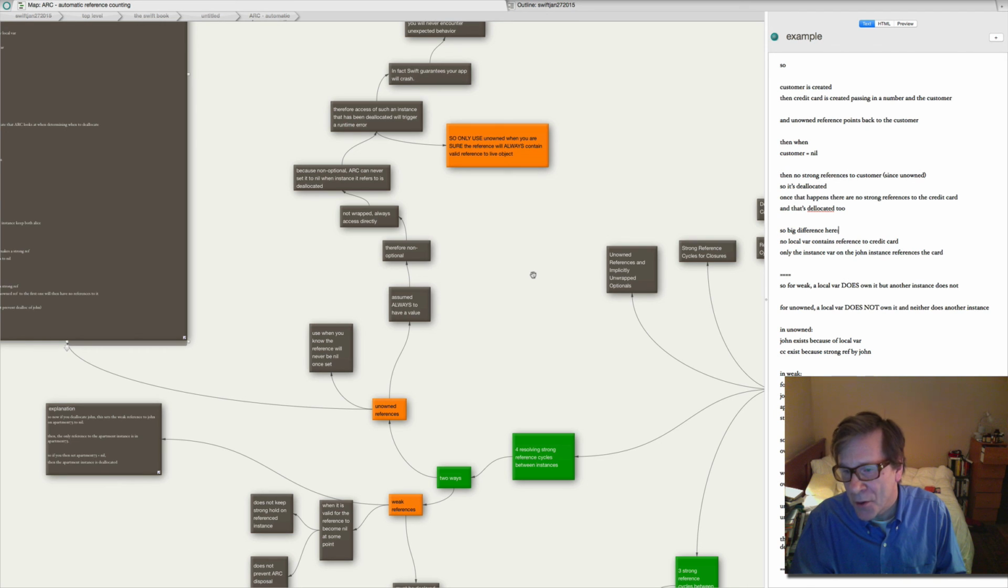You use unowned when you want an instance to be automatically deallocated. You use it when it's not owned by a local variable, and you use it when it must be not nil. The reference must be not nil. It indicates a sort of database deleting cascade situation, right?